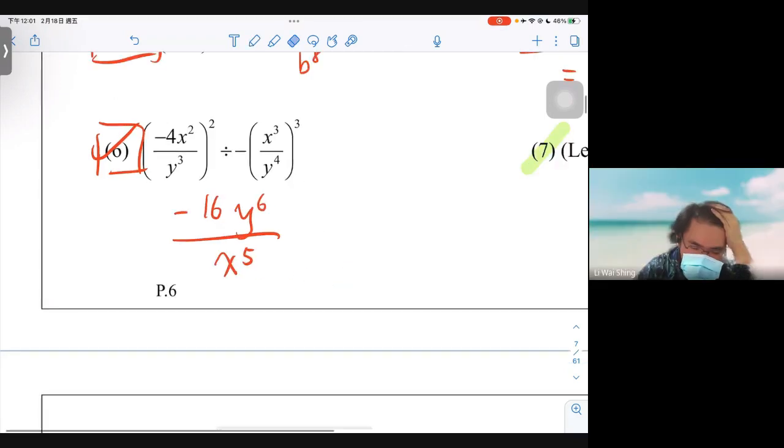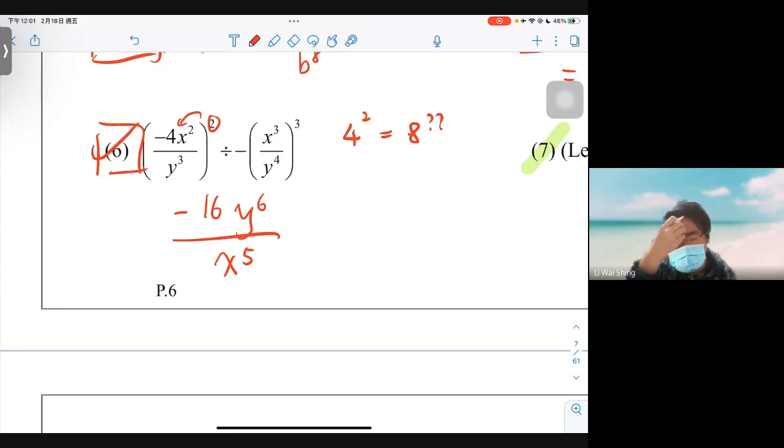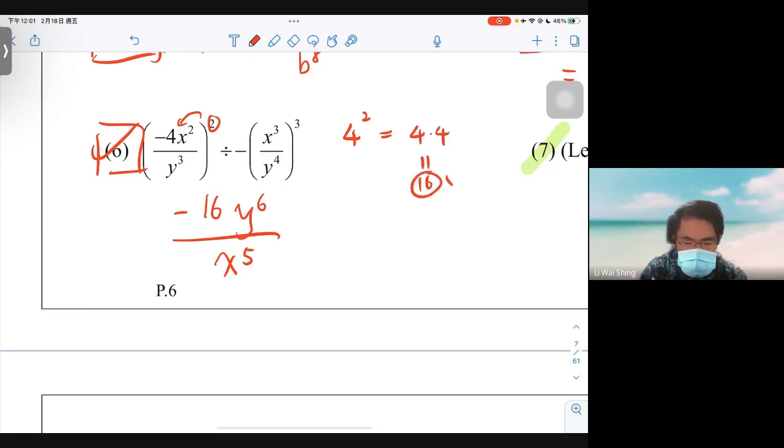Perfect. So some of you would make this silly mistake. You know that it's equal to 4 to the power of 2, but you write it as 8. Some of you may just treat it as 4 times 2. Remember, 4 squared is 4 times 4 is equal to 16, not 8. For that student, please do the correction yourself. Ask her to do the correction.